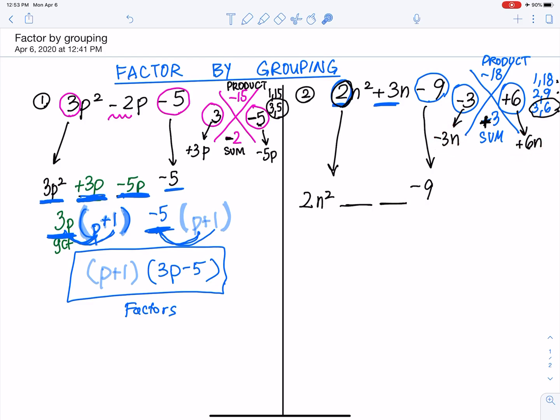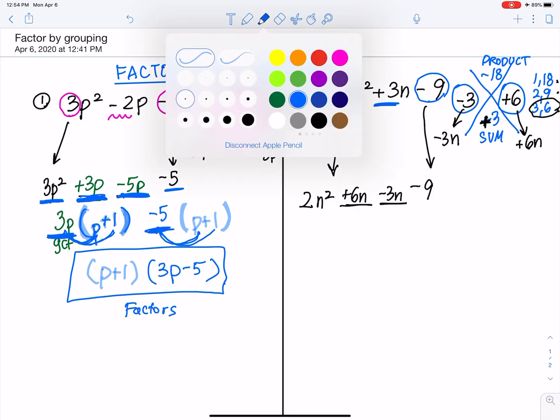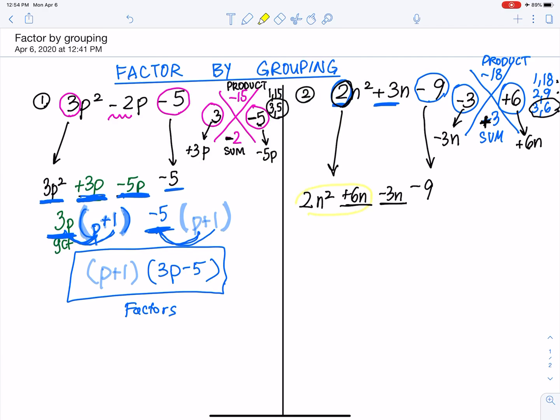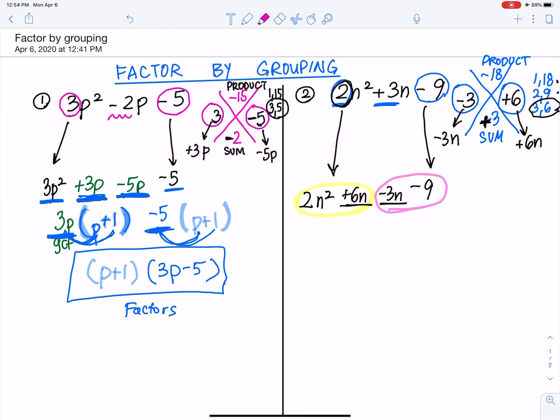And so you have to remember the terms next to each other have to have a common factor. So what would go better with 2? Would it be the 3 or the 6? 6. Very good choice. So now let's put positive 6n. And what goes better with the 9? The negative 3n. So if we do factoring by grouping, we essentially have 2 GCF questions. So I'm going to circle the first one in yellow, and then I'll circle the second GCF question in pink.